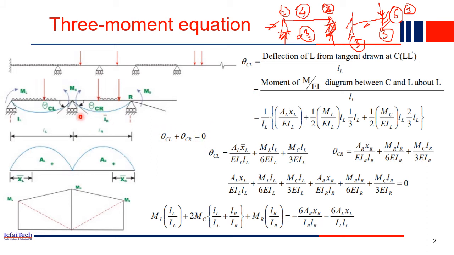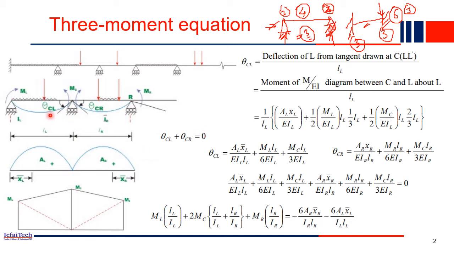Why is it 0? Because this is a roller support, right? A roller support has 0 net moment. So the net moment at this support should be equal to 0, and that's why the summation of all the slopes at that point should be equal to 0. So that is our compatibility equation, the main compatibility equation: theta CL plus theta CR equals 0.